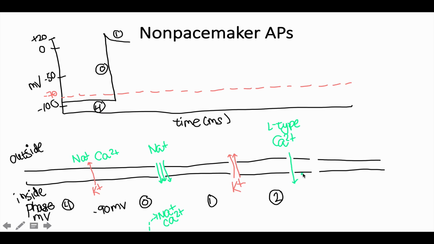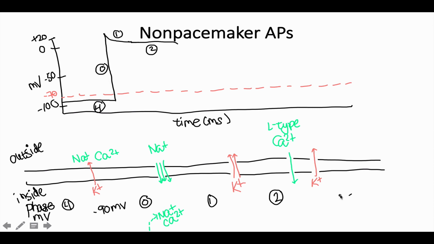And at the same time, potassium is also trying to leave. So let's think about this. We've got positive charge trying to leave, but then we also have positive charge trying to come inside. So that's what causes this plateau period. Notice this gives the cardiac action potential its distinctive shape. That's going to be called phase 2.